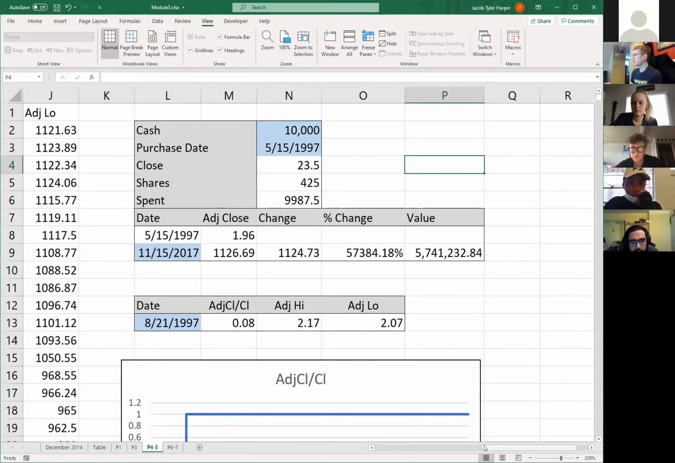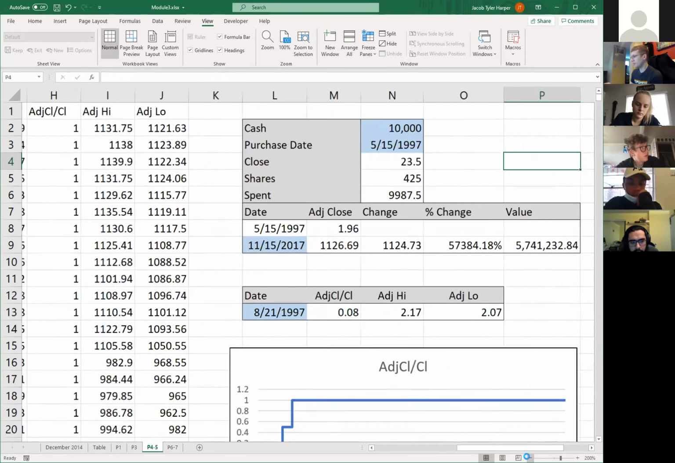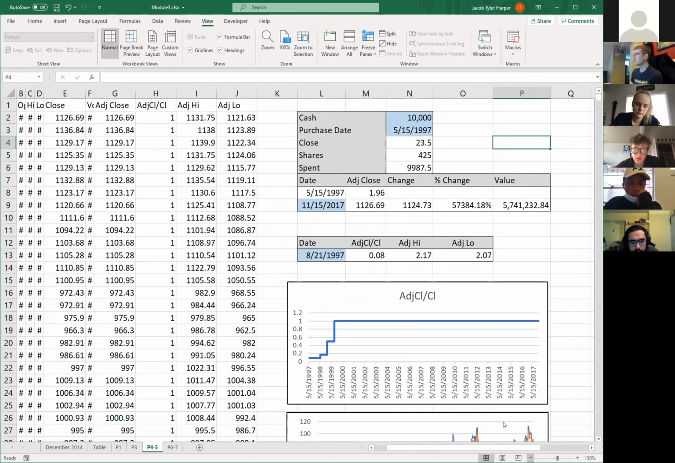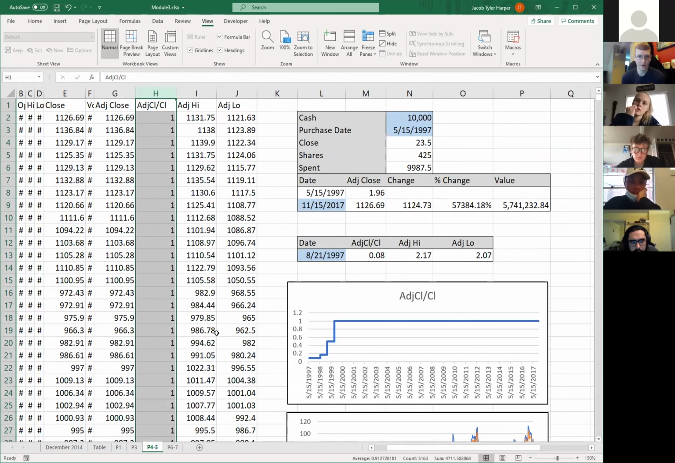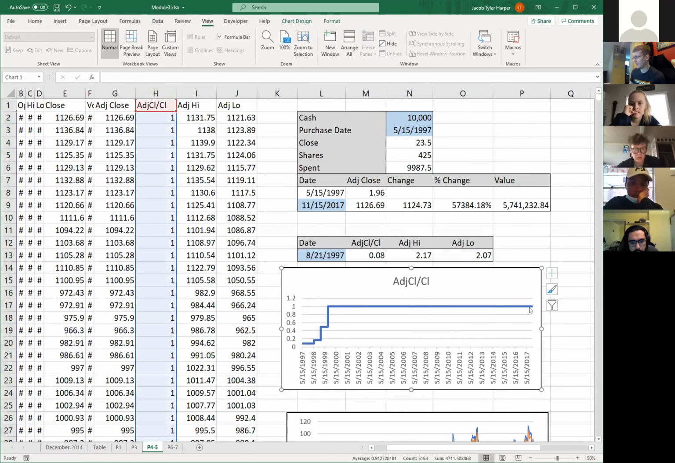The other part of what we were working on last time was part 5, which introduced this concept of adjusted close over close ratio. And yes, it looks like it's 1 forever, but once you make it down past 1999, where we saw that first stock split, this ratio becomes different. And one of the questions there has you graph it. Graph looks like that. As you can see, it's 1 all the way until back in 1999.